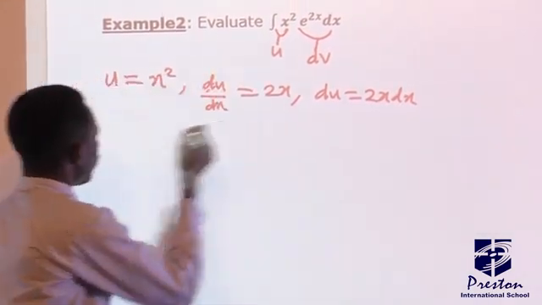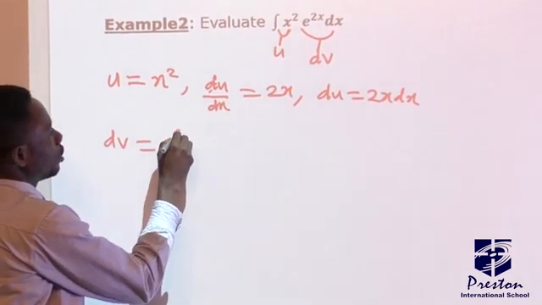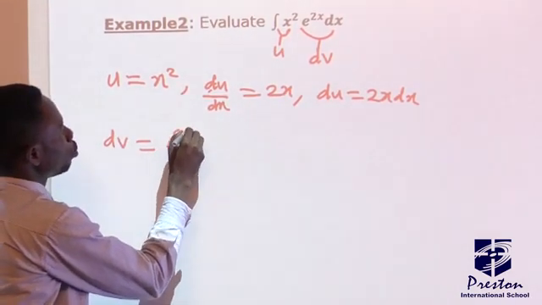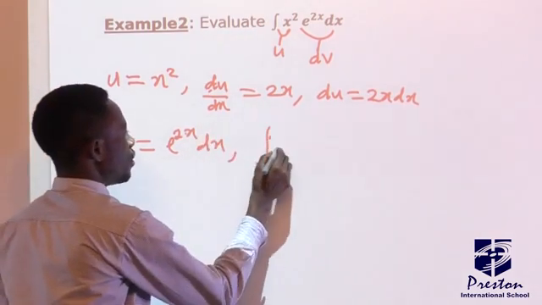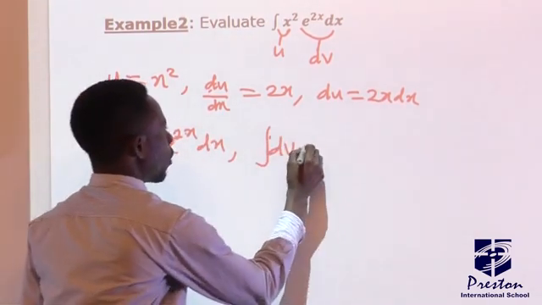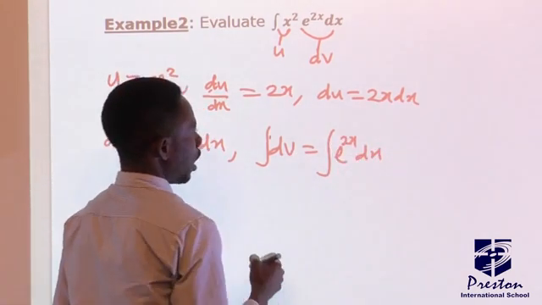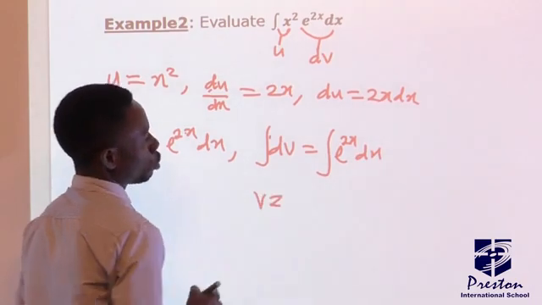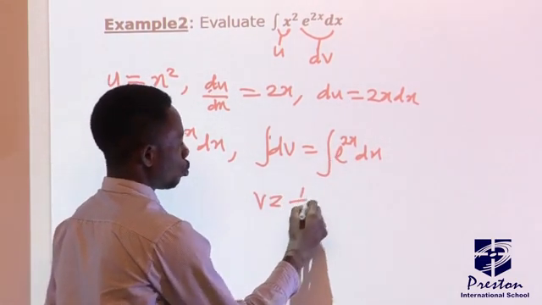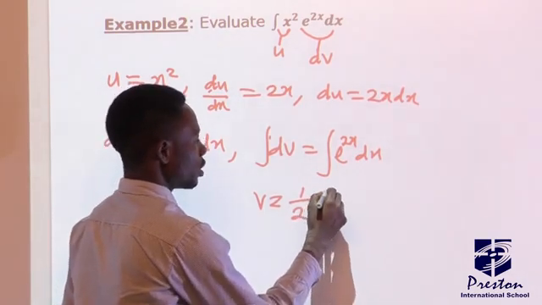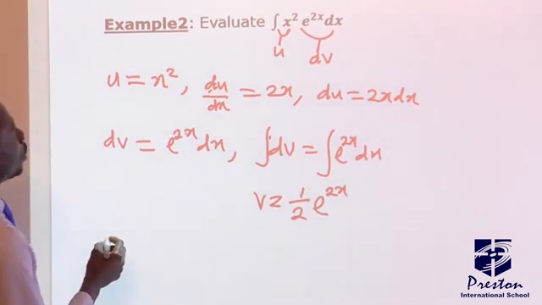You keep that. We move down to the next one, which is dv equal to e to the 2x dx. Definitely, when we integrate dv, that will give us the integral of e to the 2x dx, and which makes v equal to, when we integrate this, you of course agree with me, 1 over 2 e to the 2x. Okay, let's substitute them back into the formula.